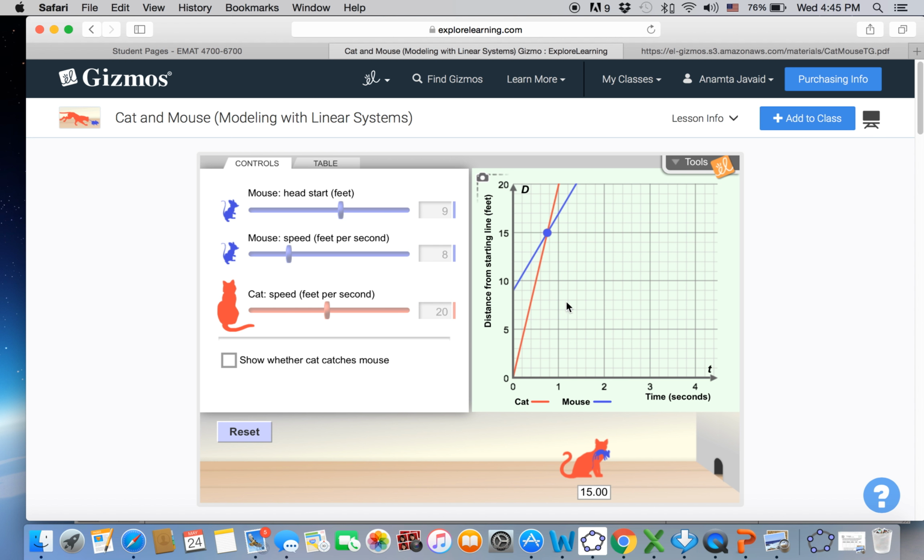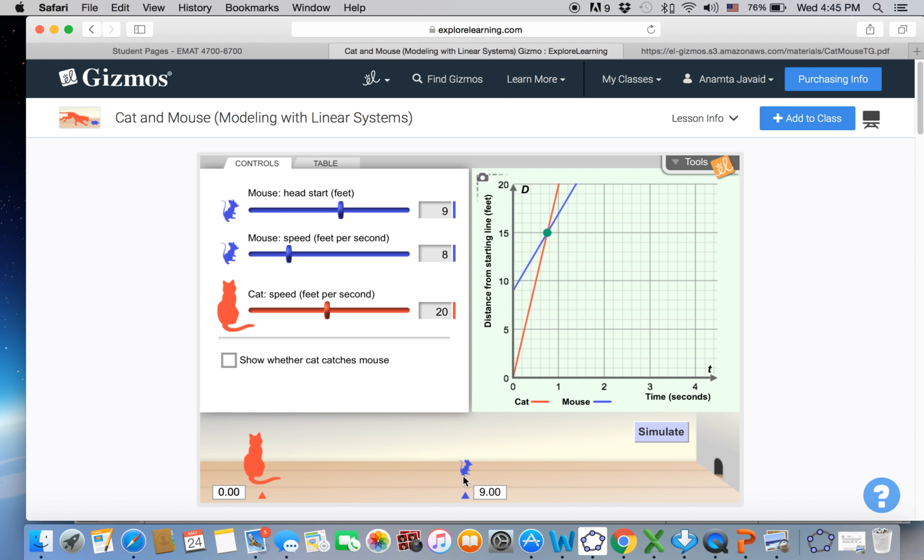So I want the kids to see that the point where the cat catches the mouse is the point of intersection here. See, 15 and 15. So the cat catches the mouse at the 15th foot. So this is where the point of intersection is. I want the kids to really connect this situation to the graph and see how this relates to graphs in a real world scenario.